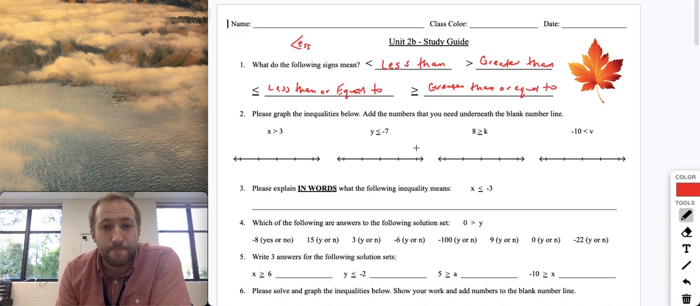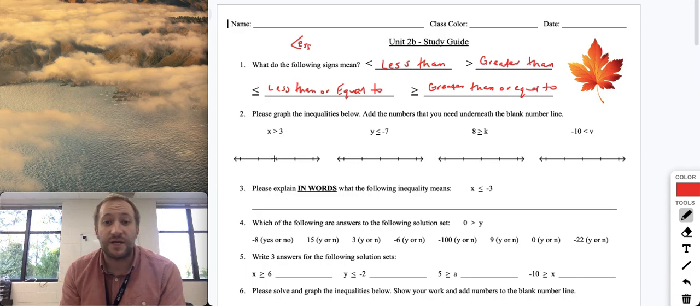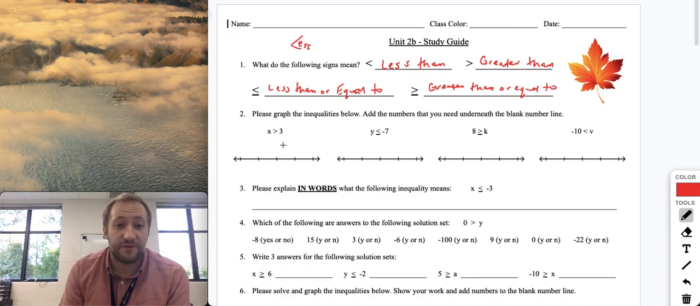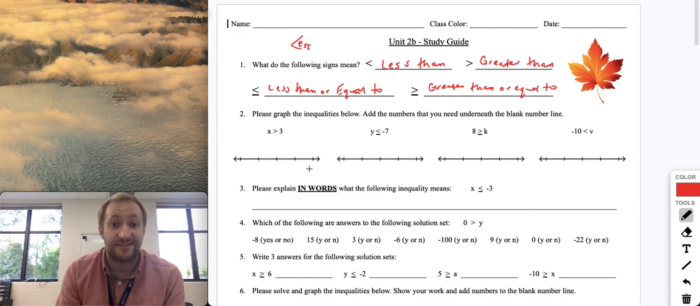So let's look down below. Please graph the inequalities below. Add the numbers that you need underneath the blank number line. So whenever I'm looking at these, I have x is greater than 3. So on my number line, there's a lot of different ways you can do it. As long as you have a 3 on your number line, you're good to go. So I could have the 3 in the middle and then 1, 2, 4, and 5 surrounding it. Or I could have 3 down here, 3, 4, 5, 6, 7. Whatever way is fine, as long as you have a 3 on there, okay?